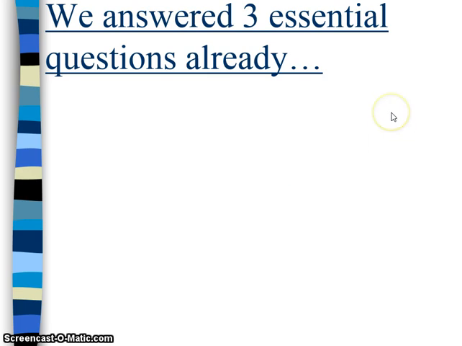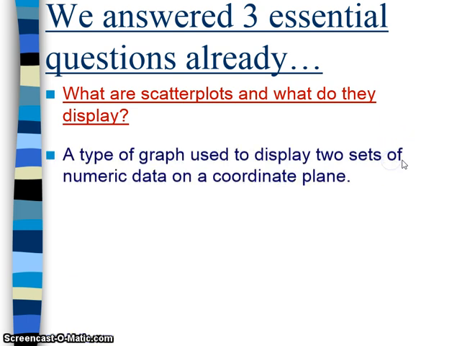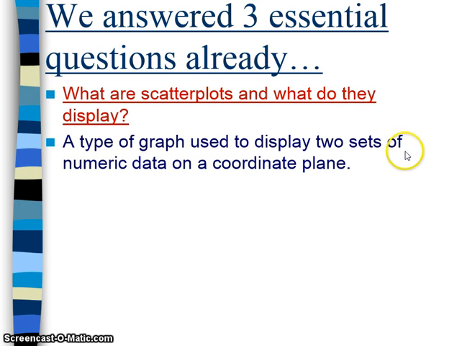In what we've talked about already, we've answered three essential questions. We've talked about what scatter plots are and what they display. A type of graph used to display two sets of numeric data on a coordinate plane. So in other words, our one essential question was, what are scatter plots? Well, a scatter plot is a type of graph. And what does it display, which was our second essential question? It displays two sets of numeric data, in other words, bivariate data.